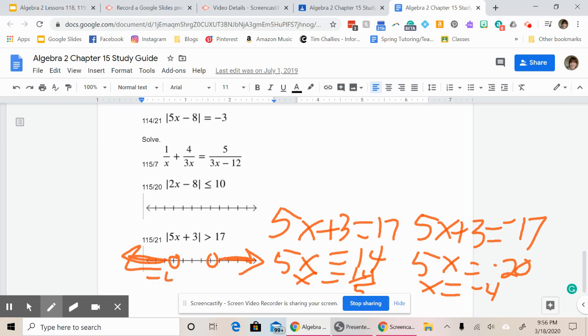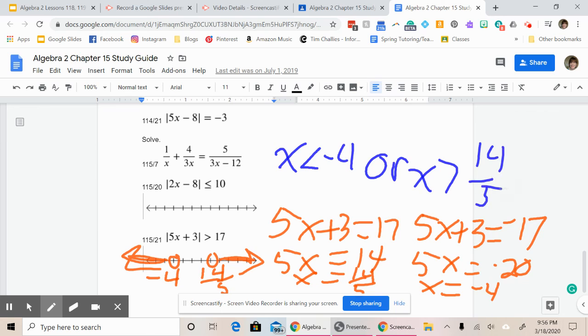So the negative 4 goes here. The 14 fifths goes here. And our final inequality would be x less than negative 4, or, because this is an or inequality, x greater than 14 fifths.